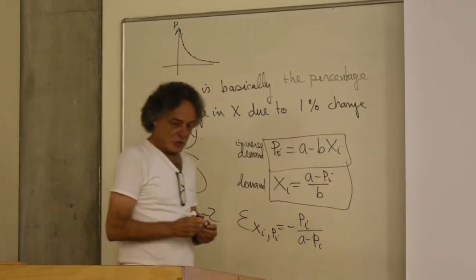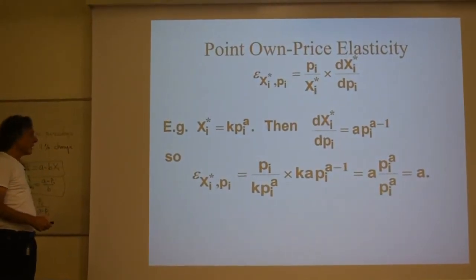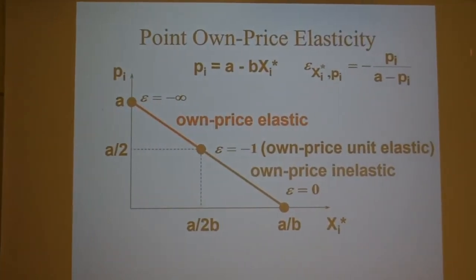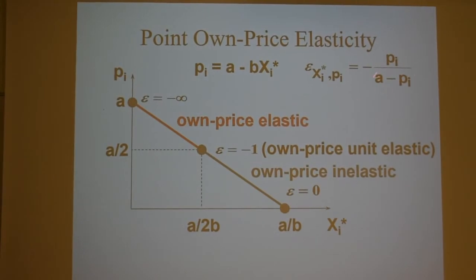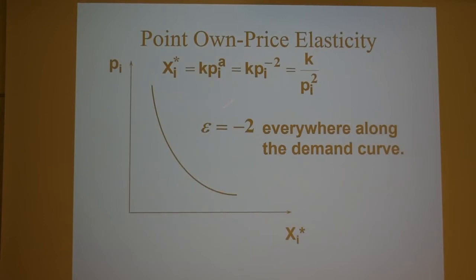Okay? So it's constant. Not like the linear case, where the elasticity strongly depends on p_i, where you are. So, they did the same thing, okay? And epsilon equals minus 2 everywhere along the demand curve, everywhere there.